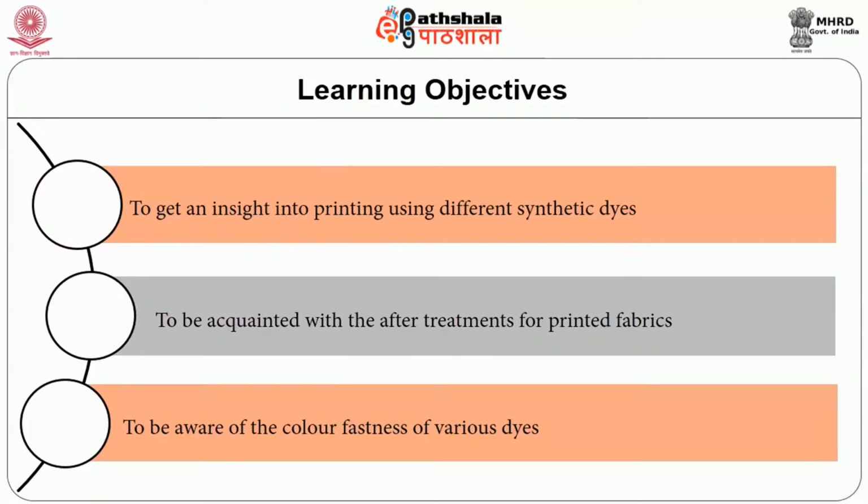The actual transfer of dye stuff from the thickener film into the fiber of the fabric is carried out by steaming, curing or chemical fixation. In any printed fabric, it's necessary to have excellent color fastness. There are various tests to determine color fastness like washing, rubbing, light, etc. In this session, we would get an insight into printing using different synthetic dyes, be acquainted with the after treatments for printed fabrics, and be aware of the color fastness of various dyes.